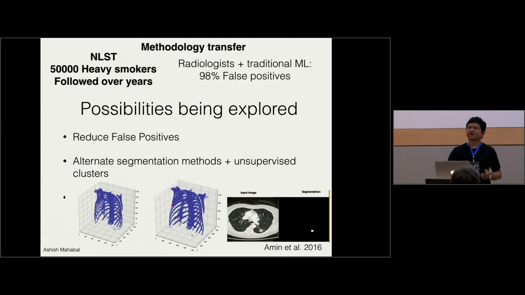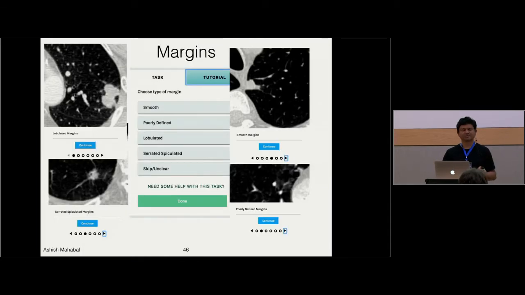In terms of methodology transfer, we are doing something similar with some of the cancer data sets. Here, for instance, we have 50,000 heavy smokers followed over several years, and some of them developed cancer and some of them did not. And we are using, in a fashion similar to the previous examples that I mentioned, images of these lungs. Radiologists have previously done classification on these, and there were 98% false positives. That's a really large number, and there are many reasons for that. Even the radiologists sometimes don't agree with each other, but that's something that we are hoping to reduce. And again, we are using a Zooniverse setup to get some augmentation of the data sets that we have.